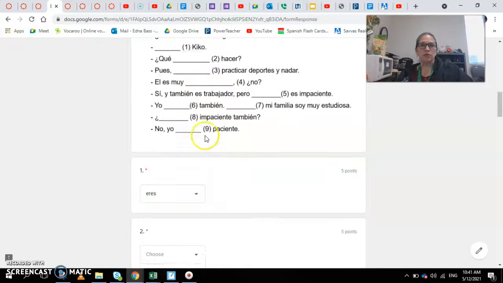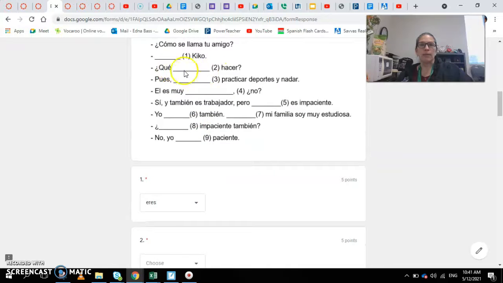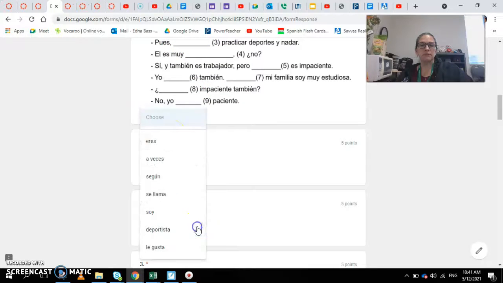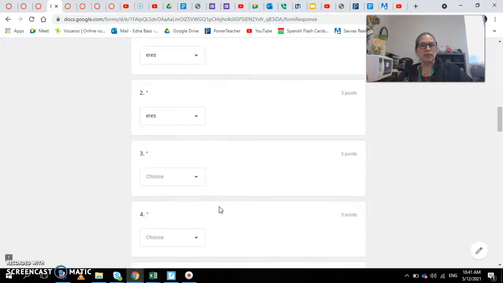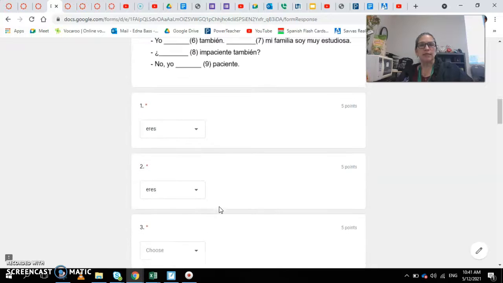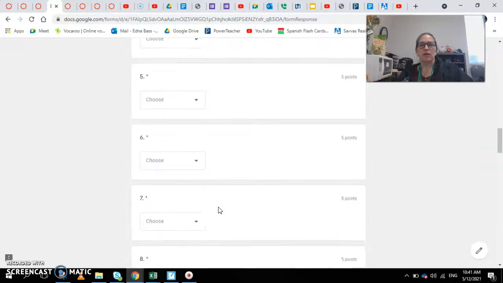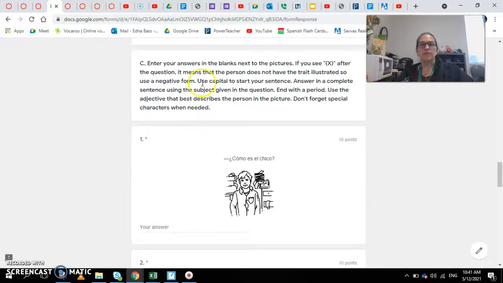Then I go to number 2. What goes in number 2 blank? I pick something right here, and so on. So that is what you're doing in this part. That is part B of the vocabulary. For part C, it says enter your answers in the blanks next to the pictures.